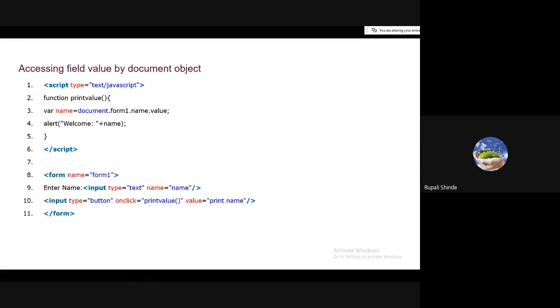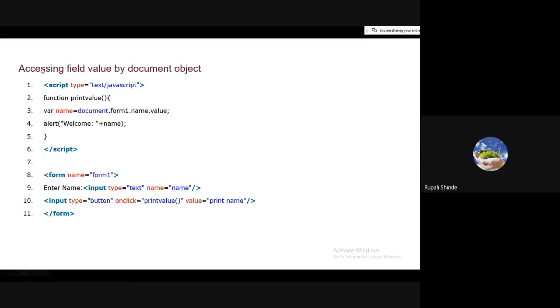Now the next important part regarding the DOM object is accessing a field value by the document object. With the help of the document object, we can access the form value, display it, or perform some operation on it. Simply, the meaning of that program is that you access the form value with the help of the document object.